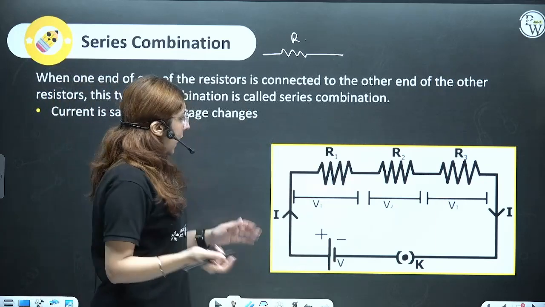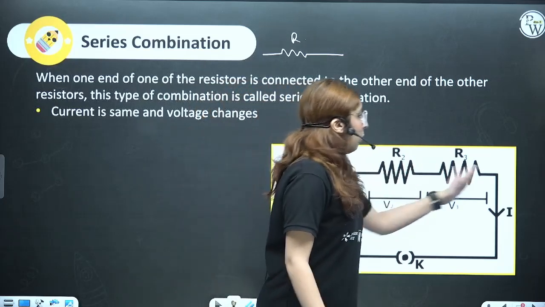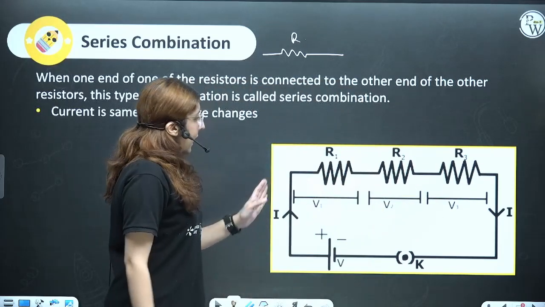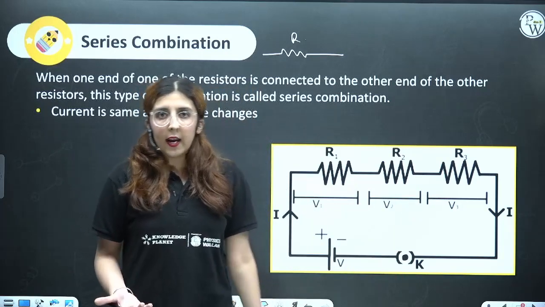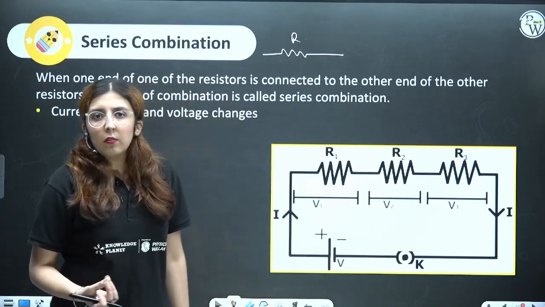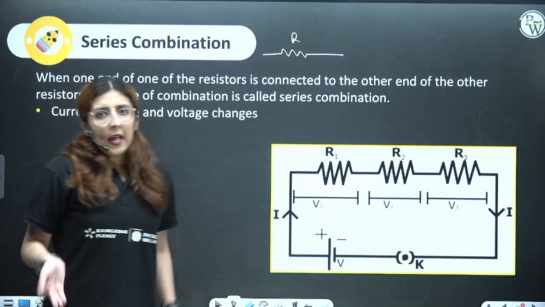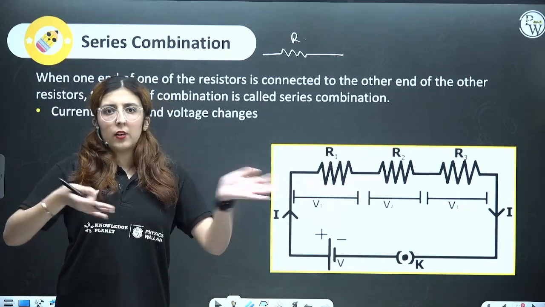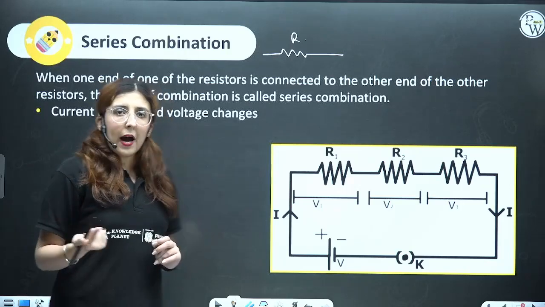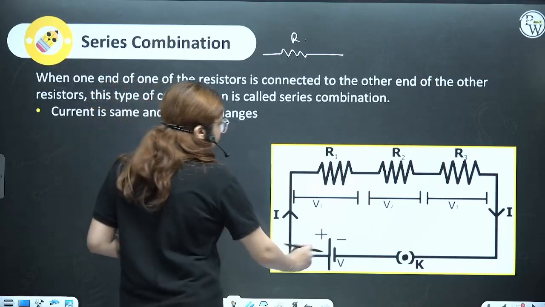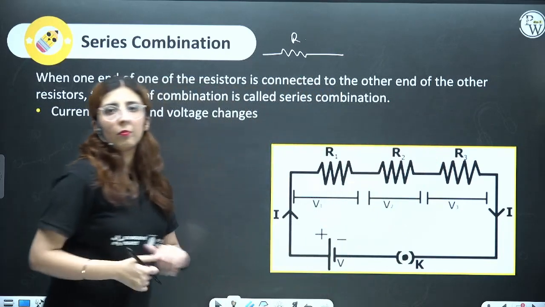Everyone, let us consider two people, A and B. A has to move through R1, R2, R3. B also has to move through R1, R2, R3. If I talk about current over here, there is only one lane. There are no two or three lanes by which you can move. Only one path. So my current that will move through R1, R2, R3 will be the same.